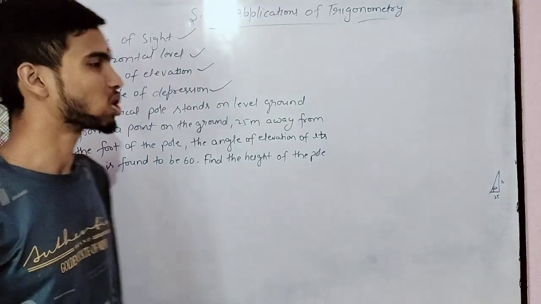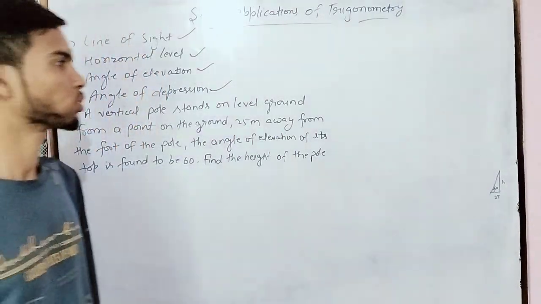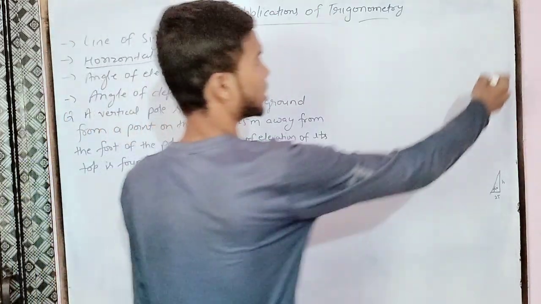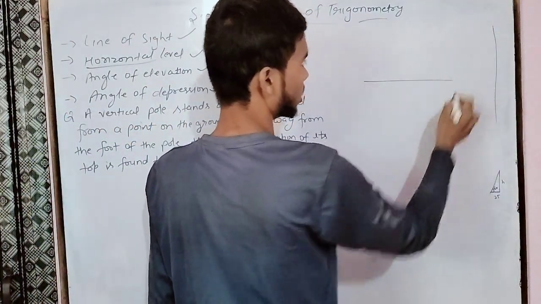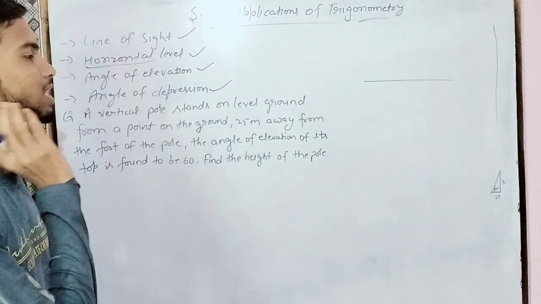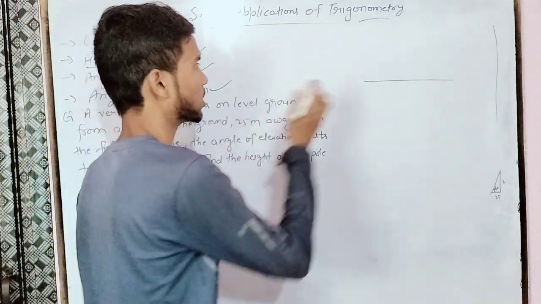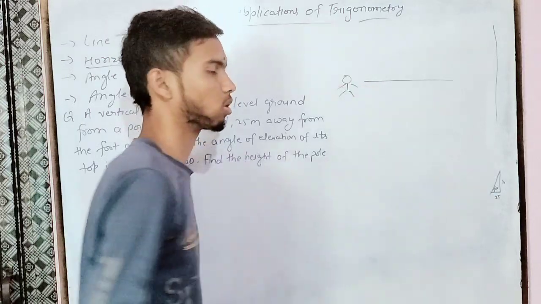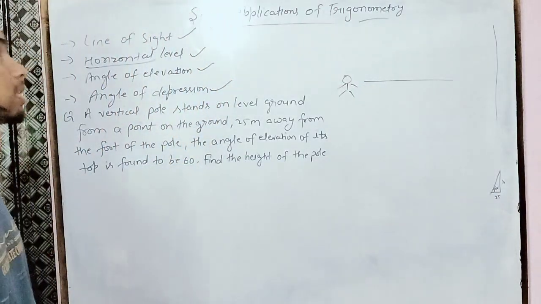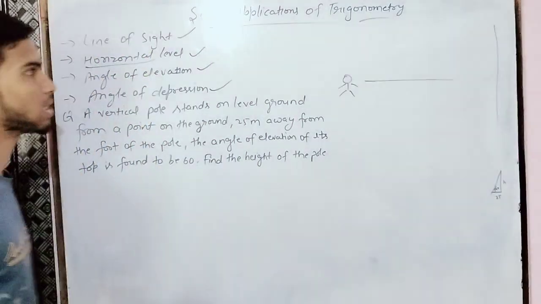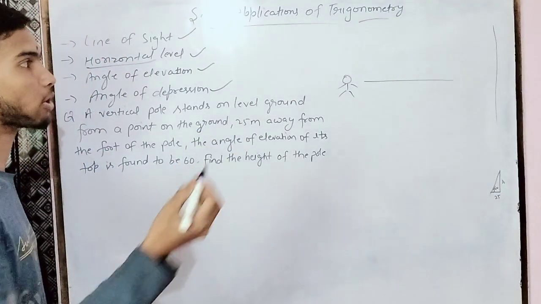Okay. It's a line of sight. First, here is a horizontal line. Do you know what is vertical? This is vertical, and this is horizontal. Line of sight. Let's say this is an object. This is a woman. Now, what is the line of sight? Just a hypotenuse line.